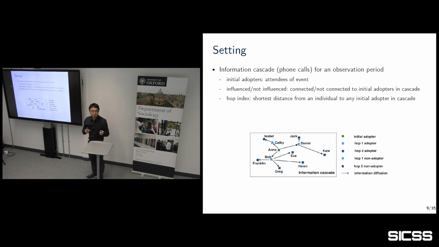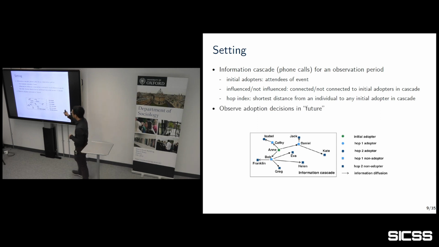Here, we define the shortest distance between any person and the original adopter as a hop index. You can see Bob, Casey, and Daniel are one hop away, and all the other people are two hops away. The people who have never been connected in this information cascade are the people who are outside. In that sense, we define all these people to be influenced, and the people outside are not influenced. Then we can observe whether the rest of the people will make the adoption, in this case, attend the event for the rest of the month. So this is the basic setup.